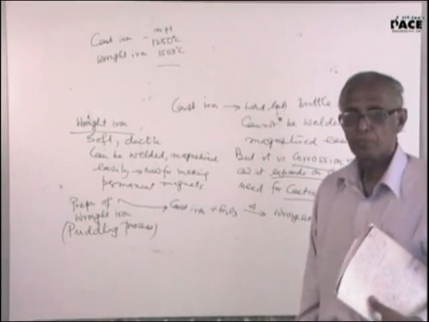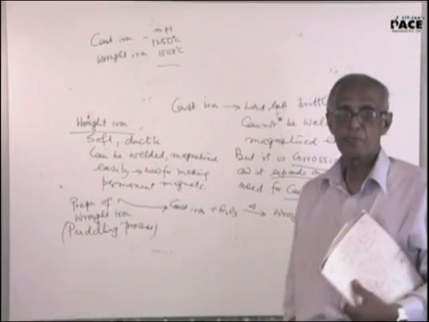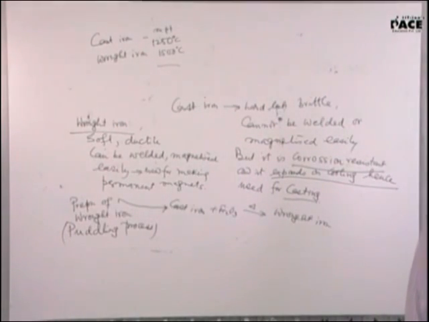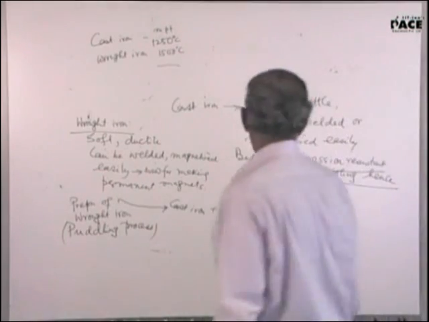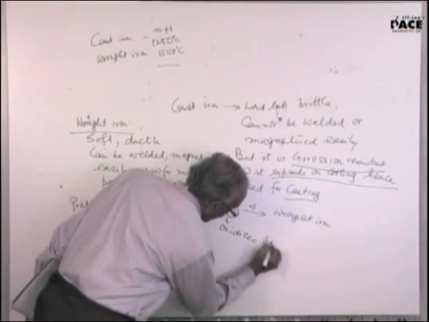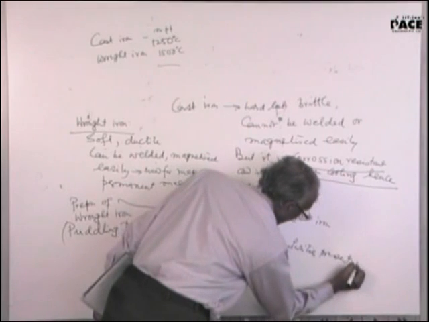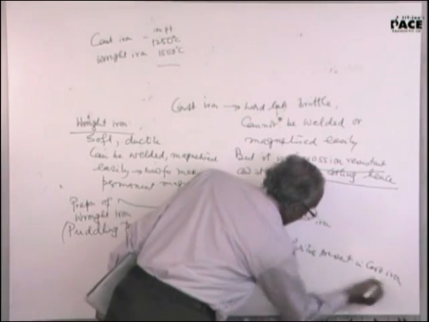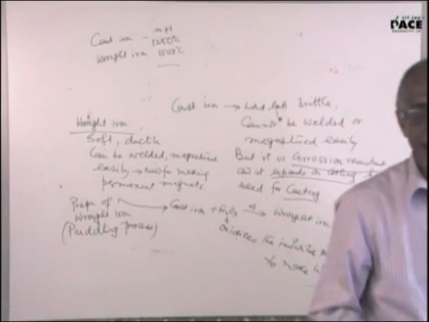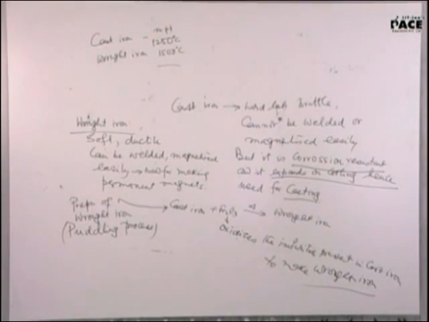Preparation of wrought iron is known as the puddling process. You take cast iron and heat it with ferric oxide, which acts as an oxidizing agent. Ferric oxide oxidizes the impurities present in cast iron to make wrought iron. It converts the cast iron into wrought iron. And this is known as puddling process.